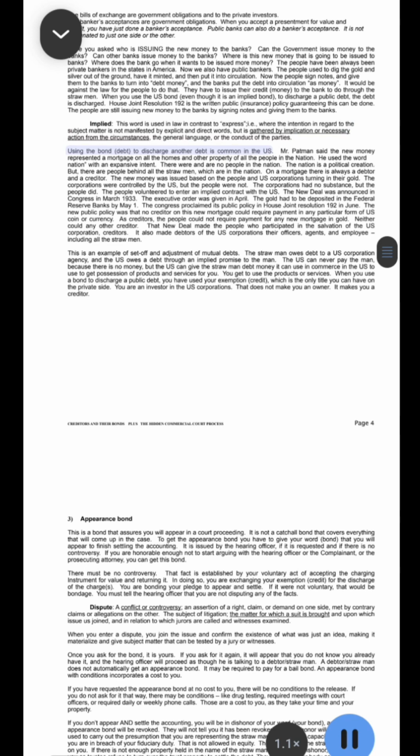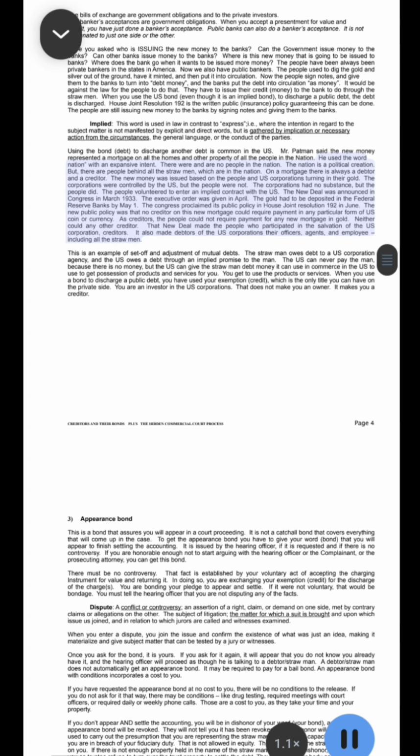Using the bond debt to discharge another debt is common in the U.S. Mr. Patman said the new money represented a mortgage on all the homes and other property of all the people in the nation. He used the word nation, with an expansive intent. There were and are no people in the nation. The nation is a political creation. But there are people behind all the straw men, which are in the nation.